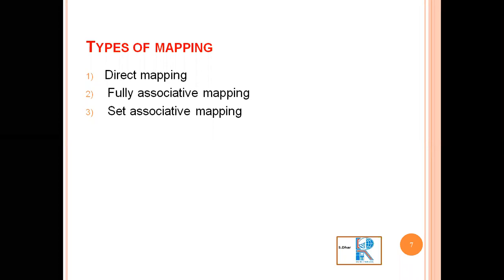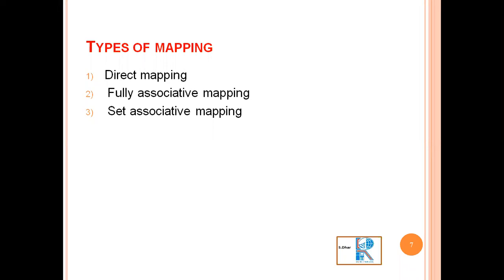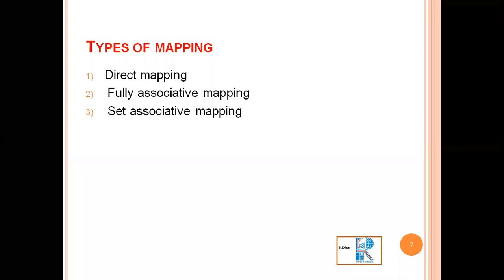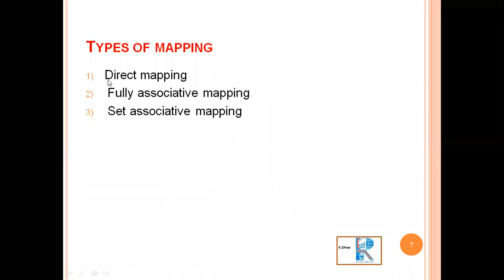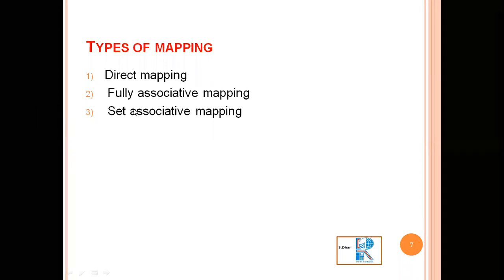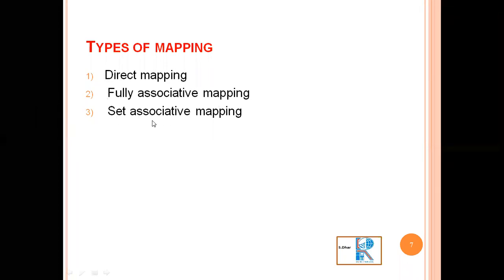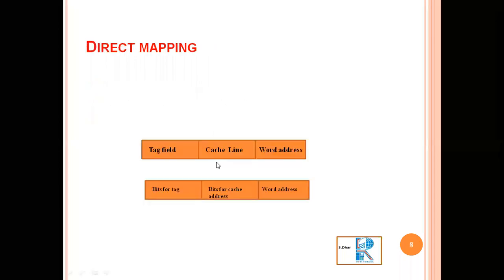So mapping means the processor has to generate the particular line number from the particular block number. Now see, there are 3 types of mapping. All are very important and all have their advantages and disadvantages. First one is the direct mapping. Second one is the fully associative mapping. Third one is the set associative mapping.